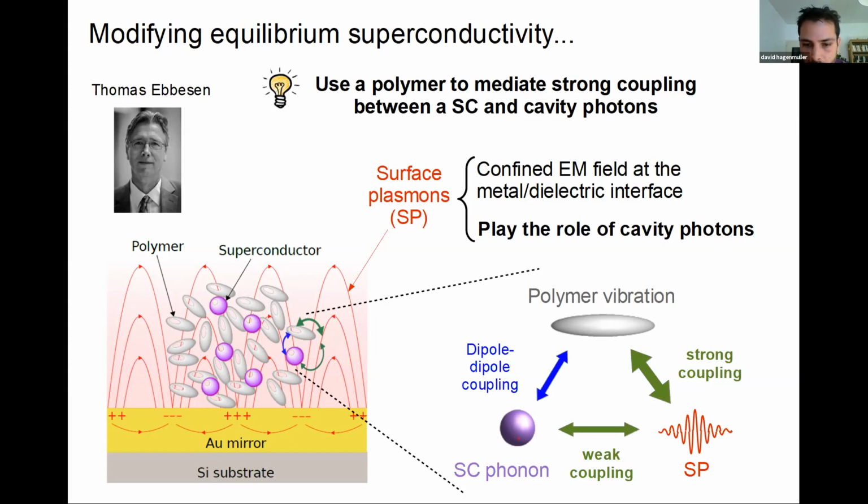Phonons in the superconductor are only weakly coupled to surface plasmons, but they also interact directly with polymer vibrations through a dipole-dipole coupling. On the other hand, the polymer is chosen such that one of its vibrational bands is strongly coupled to surface plasmons. So the idea here is really to use these two types of interactions to effectively induce strong coupling between phonons in the superconductor and surface plasmons.